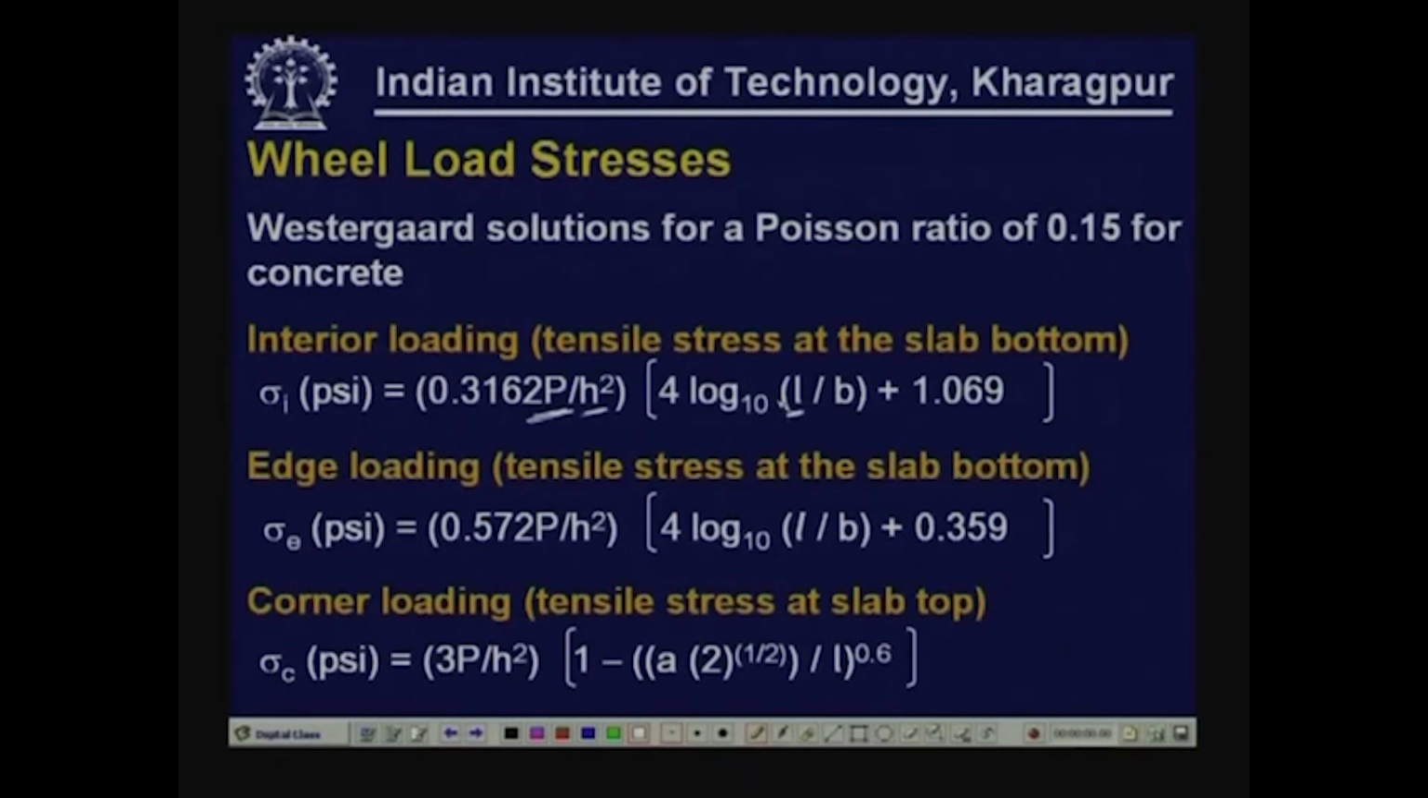L is the radius of relative stiffness, we have discussed a few slides back, and b is a parameter I will just discuss. So, this is a function of the load that is applied and the thickness of the slab, and l and another parameter b. l we know is a function of E, h, k and Poisson ratio. Similarly, for edge loading, the expression that is given is also in terms of wheel load, thickness, l and b. We also have the expression for corner loading here.